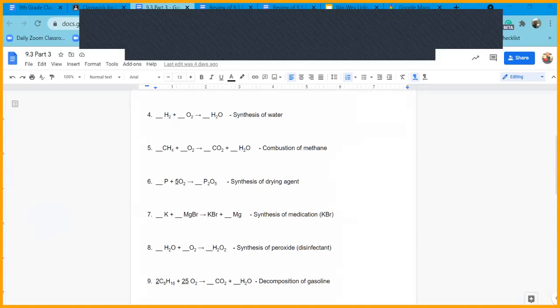Are you able to see it on your screen? Yeah. Try to reload the page.